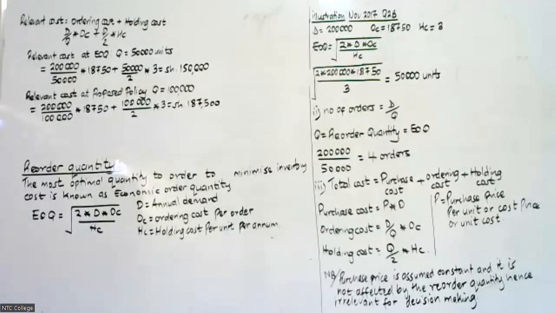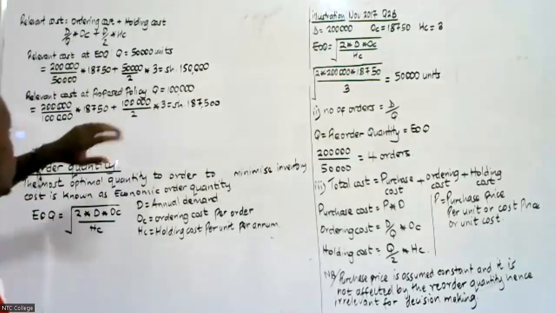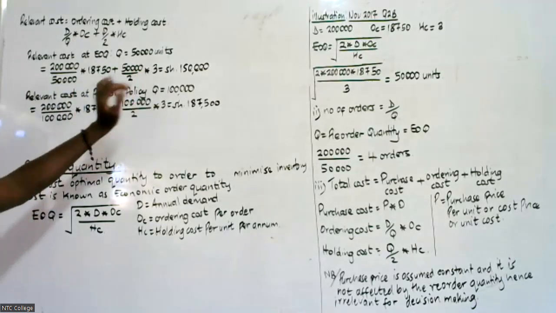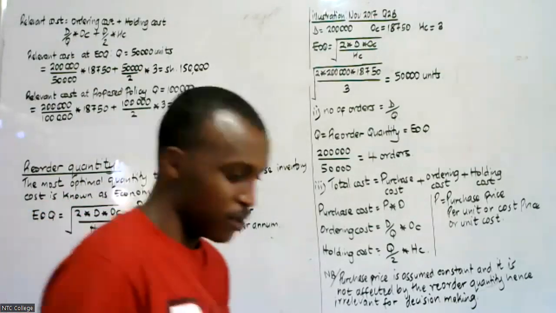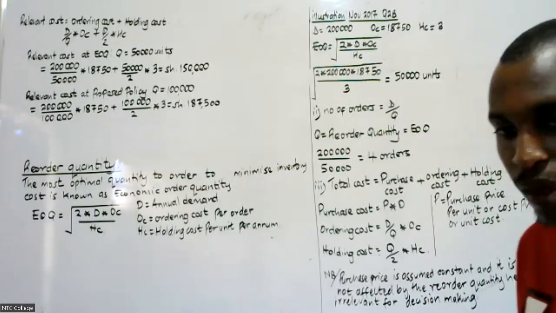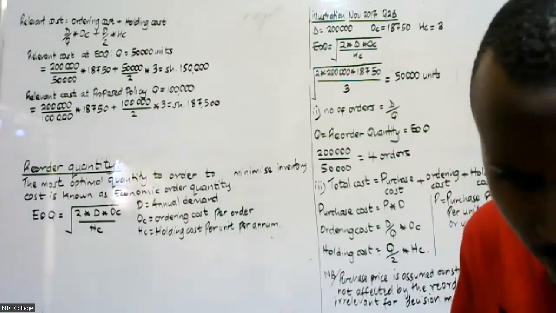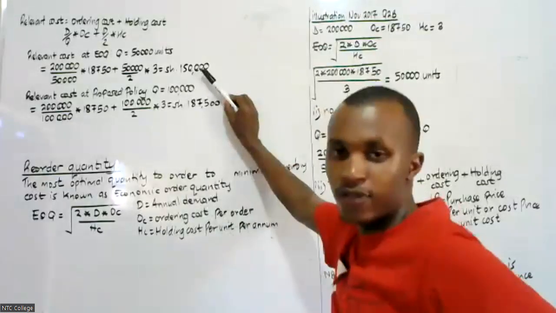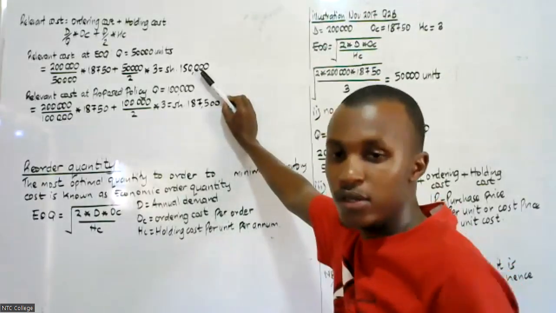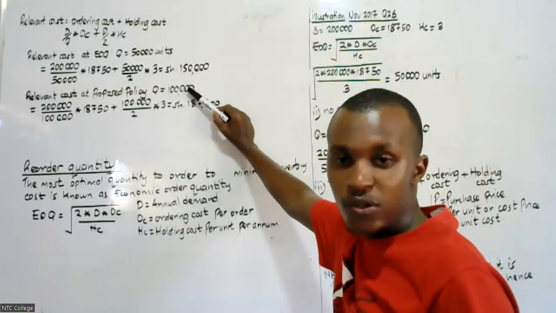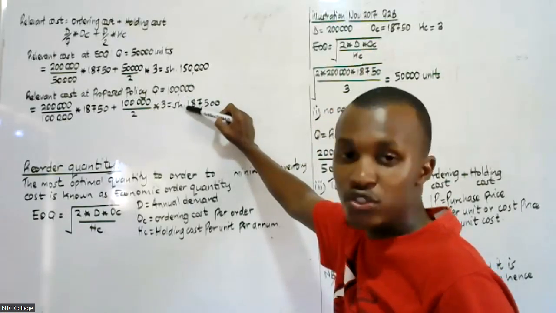Now, at the economic order quantity, the ordering cost and holding cost should be equal, only at EOQ. They should be equal. So what this basically means is that if we continue buying 50,000 units, we're going to incur a cost of how much? 150,000 shillings. If we change and buy 100,000 units, we're going to incur a cost of how much?